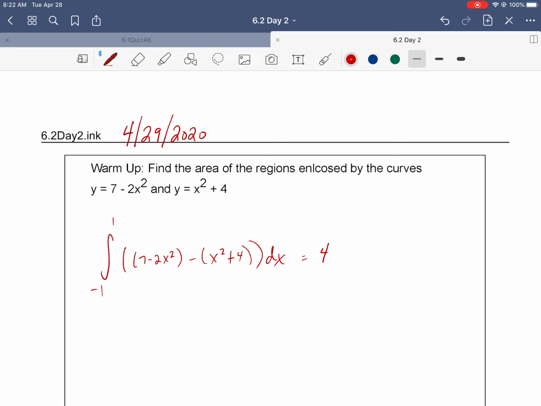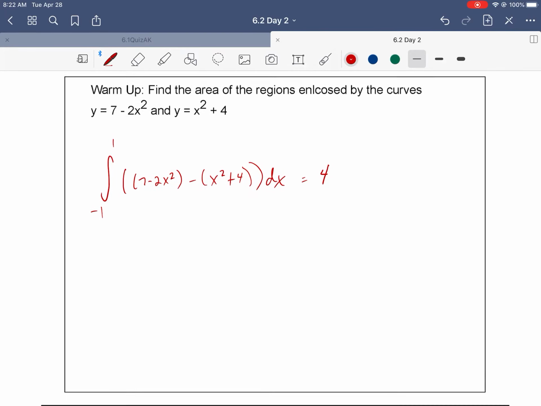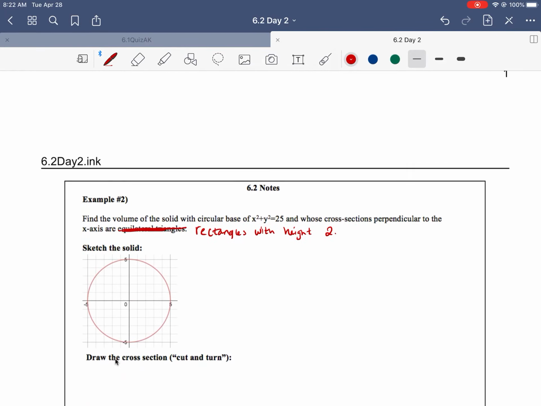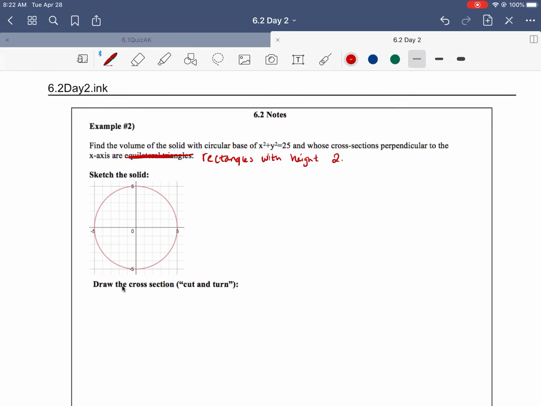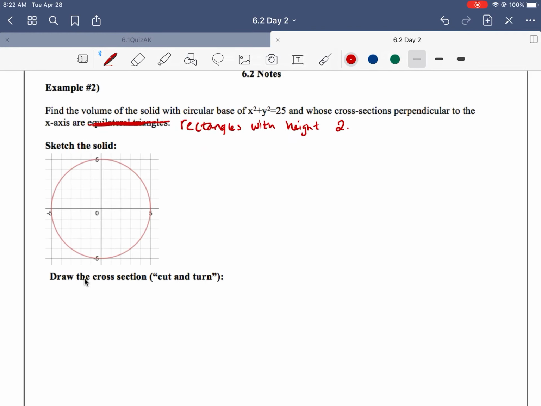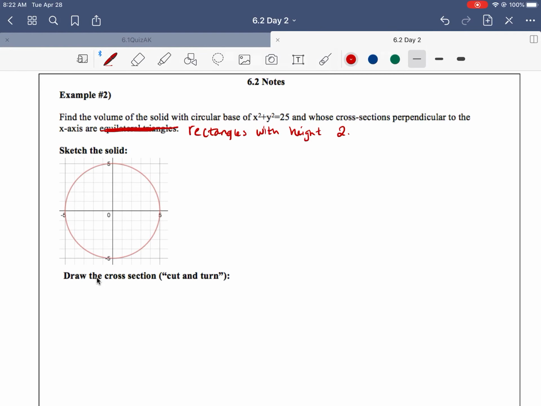Okay. So we're going to continue with this idea of having a base such as that, having a shaded region, and then from there, cross sections coming up out of there. Monday's lesson was always horizontal lines or parallel with the x-axis or perpendicular with y, and we might see a change to that today.